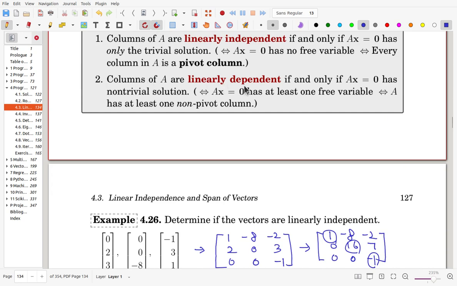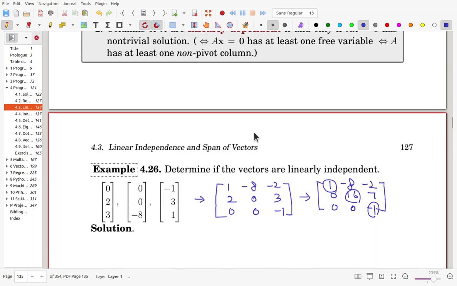Columns of A are linearly dependent if and only if AX equals 0 has a non-trivial solution. Equivalently, the system has at least one free variable, and also equivalently, A has at least one non-pivot column, right? Okay.